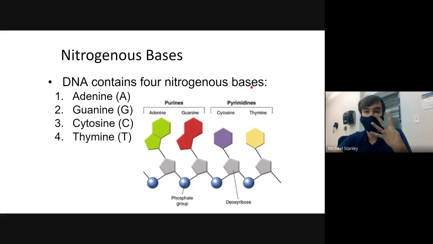So there are 4 different what are called nitrogenous bases, meaning that they're based on the element nitrogen. 4 nitrogenous bases in our DNA. We've got adenine, usually abbreviated as A, guanine, usually abbreviated as G, cytosine, which is usually abbreviated as C, and thymine, which is usually abbreviated as T.